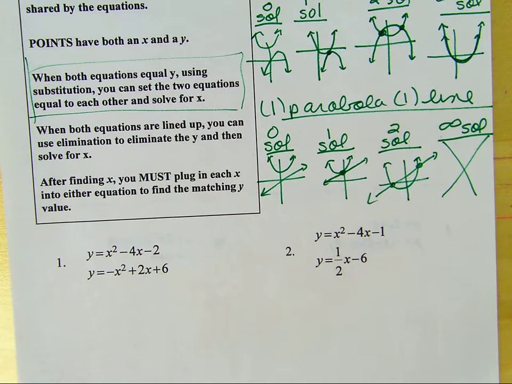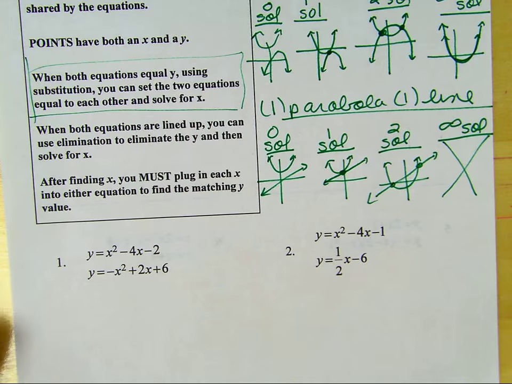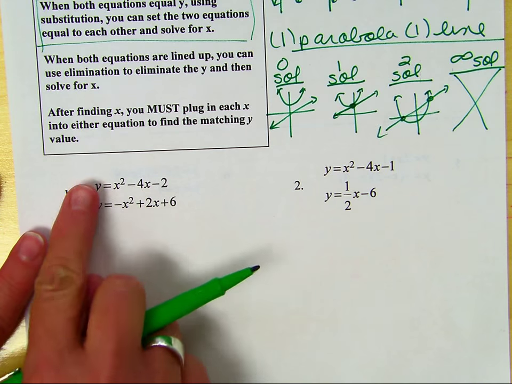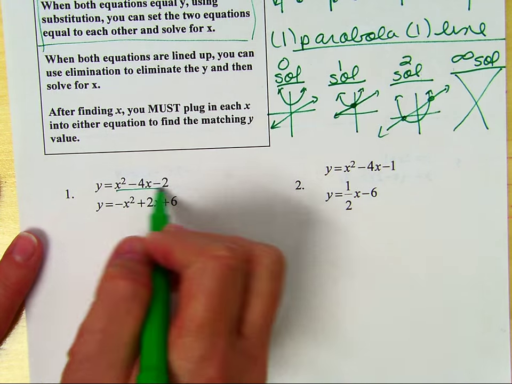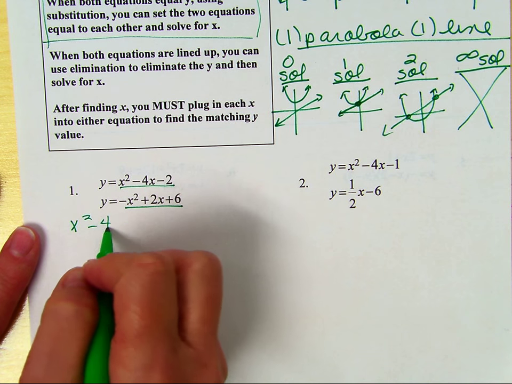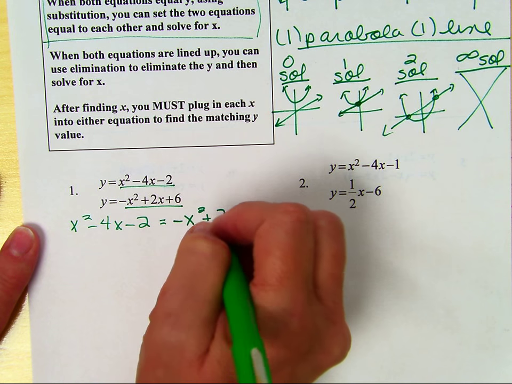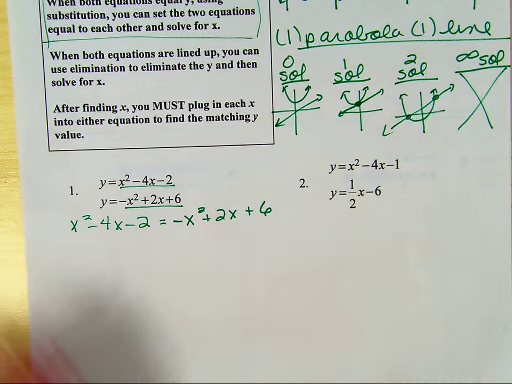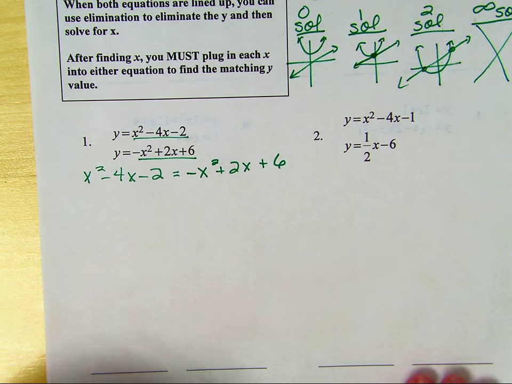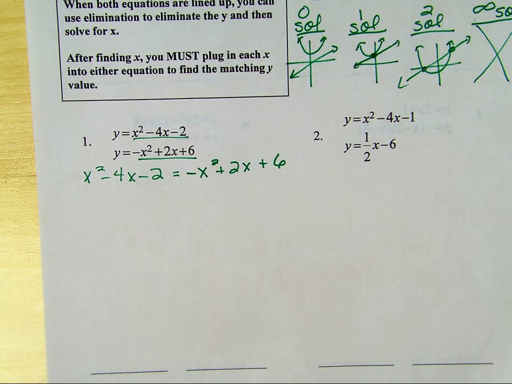If both equations equal y, then you can use substitution by setting the two equations equal to each other. So here I've got two equations, both equal to y. So I know that this is equal to this. So we're going to say x squared minus 4x minus 2 equals negative x squared plus 2x plus 6. And notice the y's gone now. So we can set it equal to 0 and factor to solve for that intersection point.